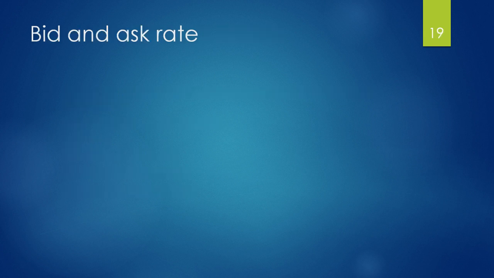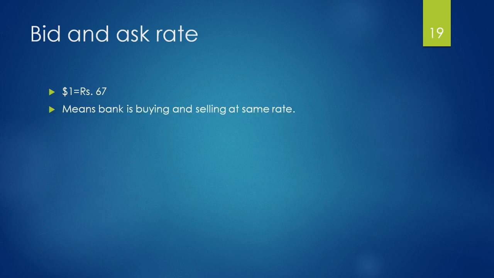Friends, till now we saw forex quotes like $1 equals 67 rupees, which meant that the bank is buying and selling at the same rate, that is $1 equals 67 rupees. But if the bank does this at the same rate, then how will the bank make profit? And what about the other technical costs which happen during exchange? So in practice, this is rarely the case, that is the bank buying and selling at the same rate.